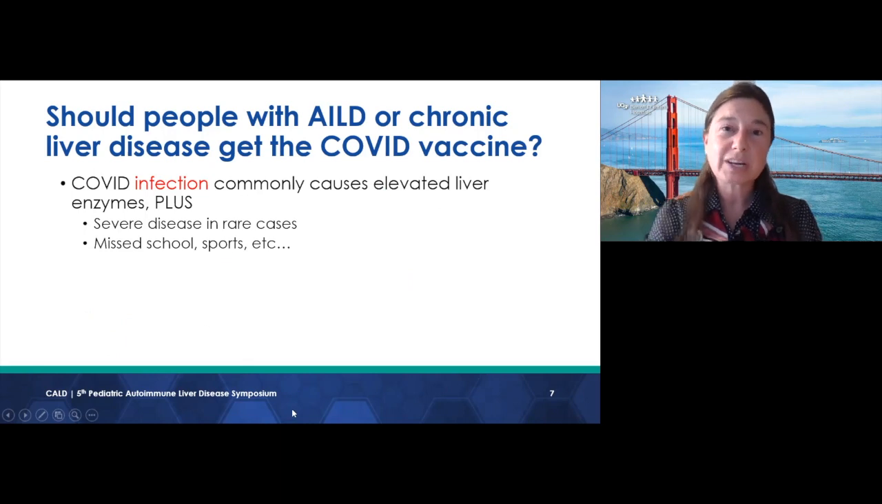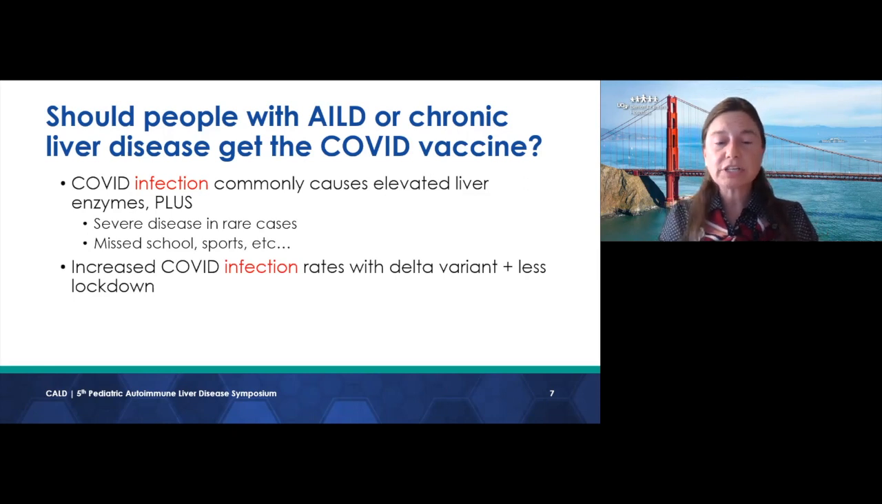A little bit more information about the risks and benefits and how to think about that. We know that COVID infection commonly causes elevated liver enzymes, plus it can cause severe disease in children in very rare cases. It also, as we know, causes more missed school, more missed sports, more missed social events. And we know that kids are very excited to be back to that. And I'm sure as their families or providers you are excited to have them back to that too. So I think COVID infections continue to be really a big disruptor to people's lives and are better to avoid if we can.